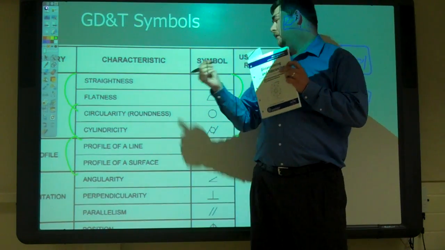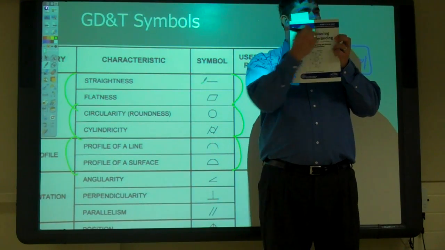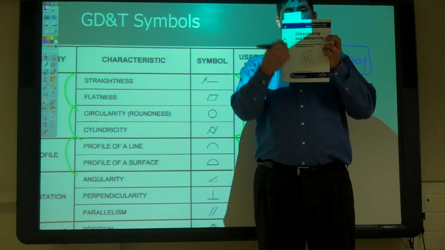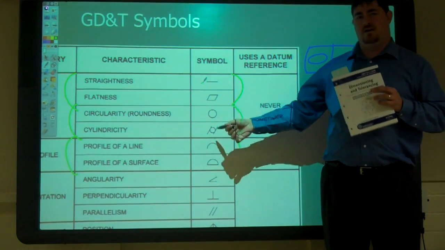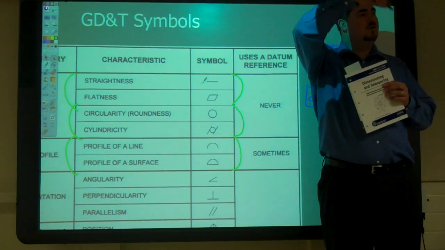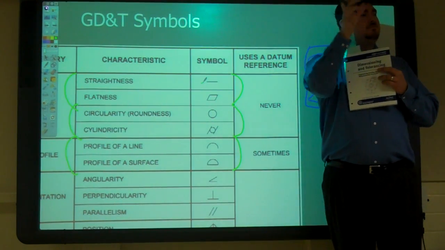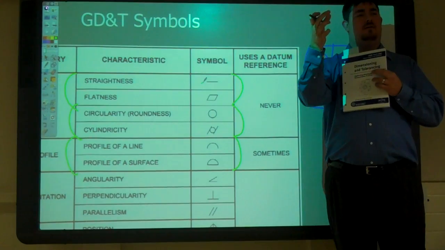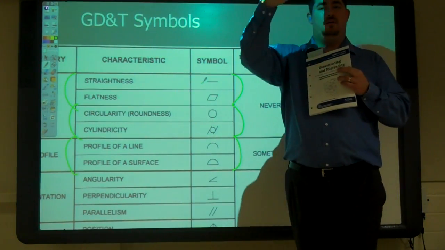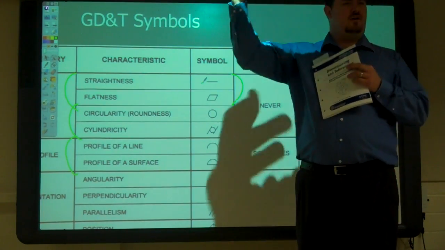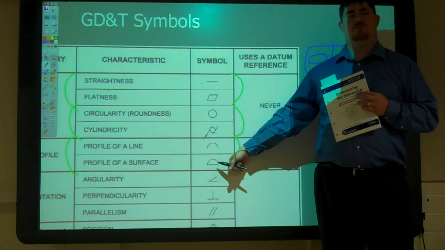Flatness, I go across, and I take the highest overall and the lowest overall. So straight, the highest and lowest in one line. Flatness, do a bunch of lines, the highest and the lowest overall. Circularity, I go around the circle, measure diameters, just the biggest and smallest diameter going around in one spot. Cylindricity, now I do that same thing up and down the cylinder and compare the highest overall to the lowest overall. And the same thing with profile of a line and profile of a surface.